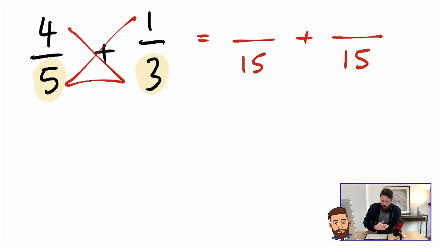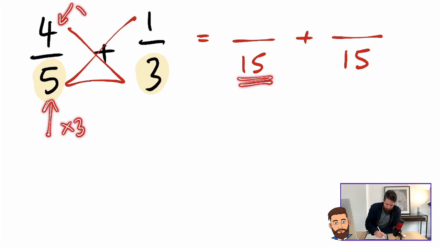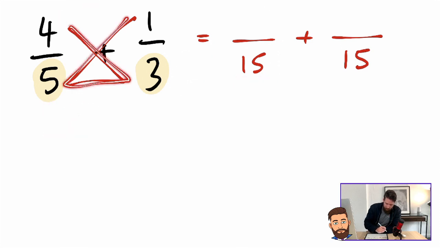15. There are other options, but we always want to sort of go for the lowest if we can. And then what goes here? Well, what goes here is 4 times 3, because what did I do to 5 to make it 15? I times it by 3. So remember, whatever you do to the bottom, you do to the top, so I need to times that by 3. And this is all this little line system does for you.